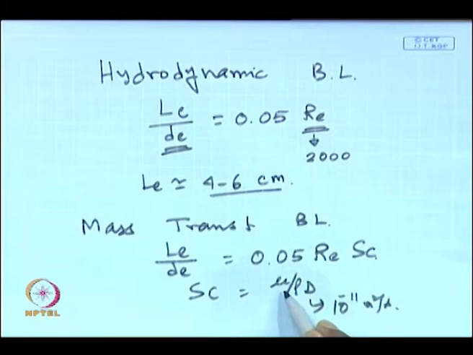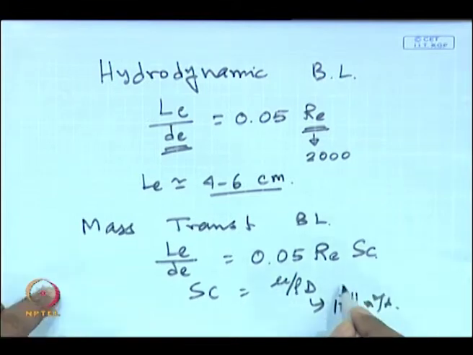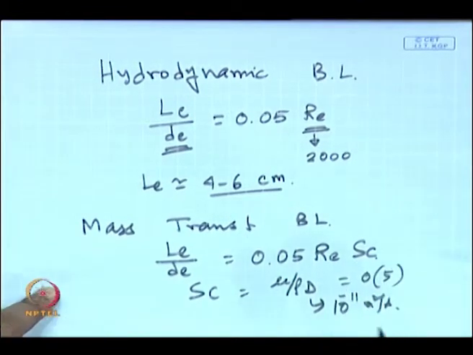So let us say the viscosity is that of water, 10 to the minus 3 Pascal second, and density is roughly the water density. So mu by rho becomes the kinematic viscosity, 10 to the power minus 6. So it becomes 10 to the minus 6 divided by 10 to the minus 11, so it becomes 10 to the 5. So the Schmidt number will be in the order of 10 to the power 5.